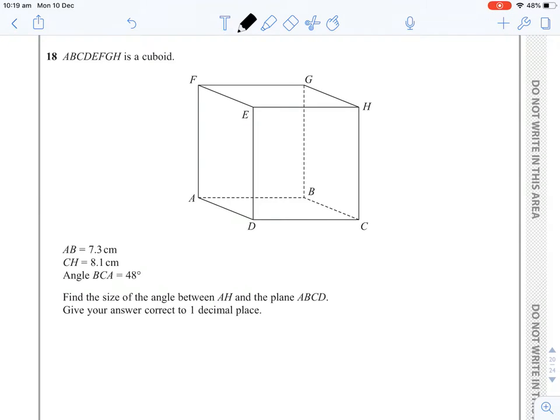H is a cuboid. AB is equal to 7.3, CH is 8.1, angle BCA is 48 degrees. Find the size of the angle between AH and the plane ABCD. Give your answer correct to one decimal place.